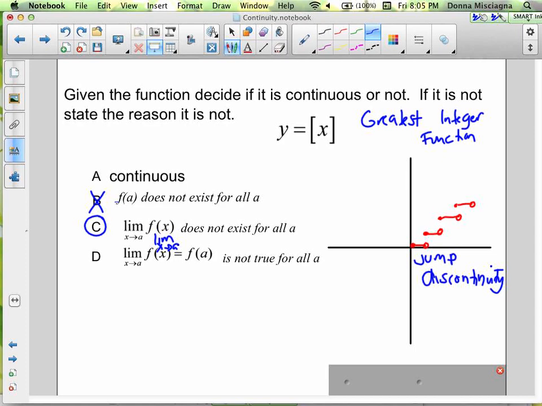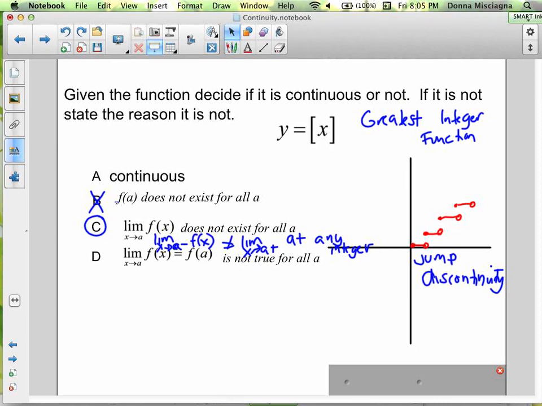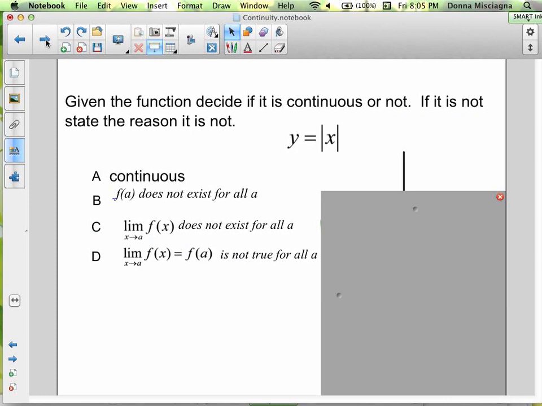So the limit as x approaches a from the left is not the same as the limit as x approaches a from the right. And that's true for every integer value. At any integer. It's fine in between the integers, but not at the integers. So because those limits don't exist from the right and left-hand side, we're not continuous. Or the greatest integer is not continuous.